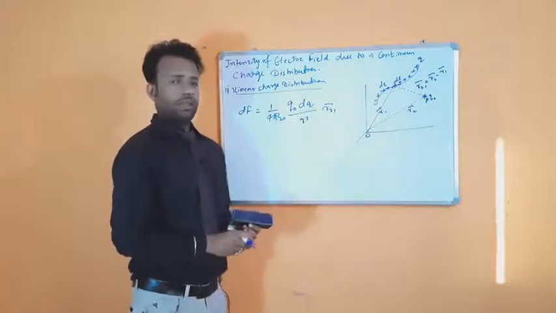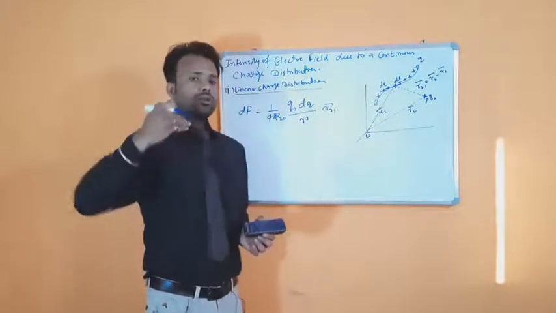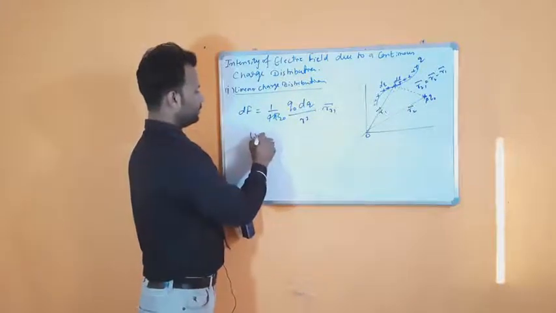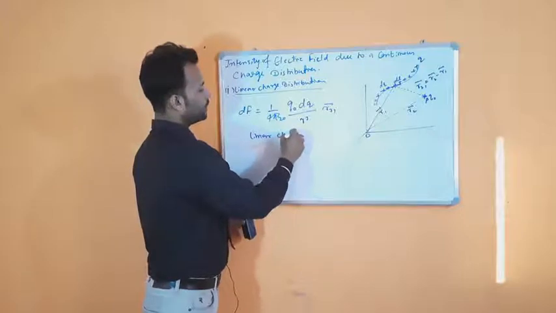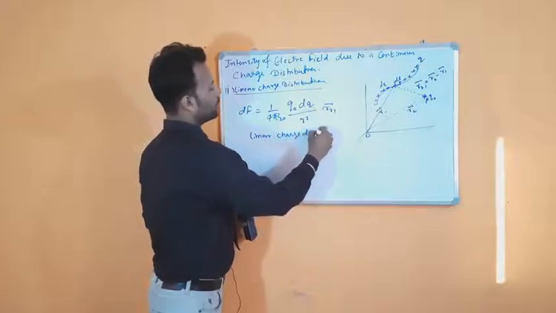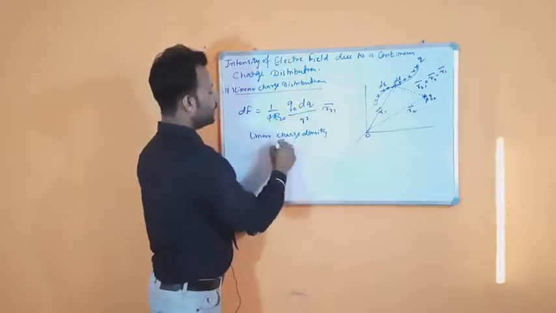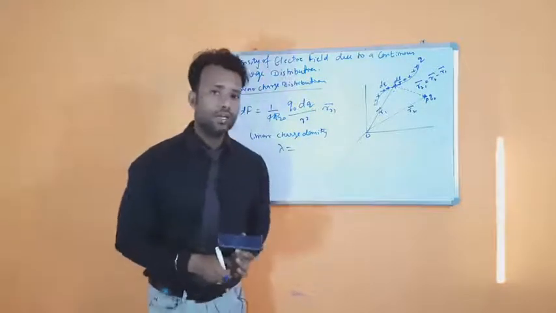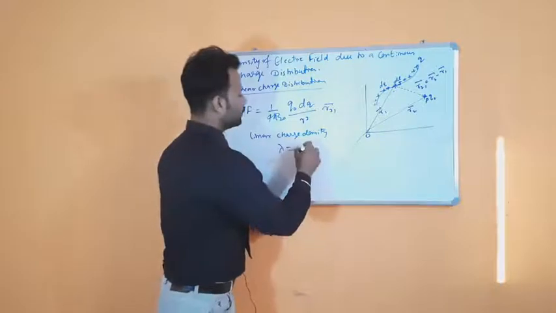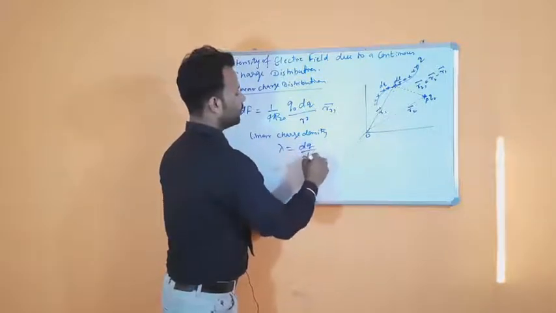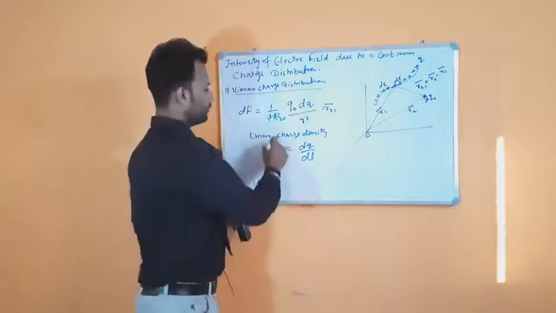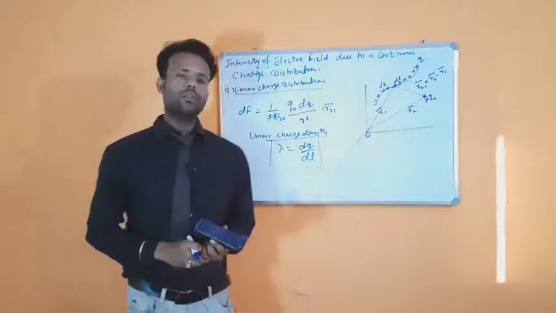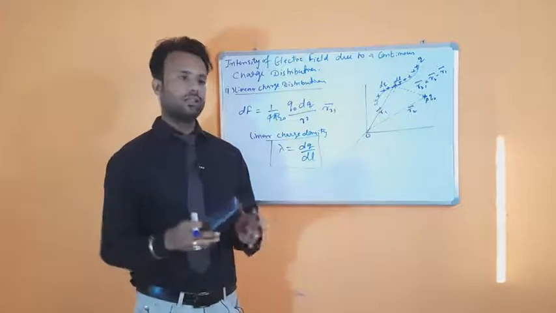Now, here we use a term called linear charge density. What is it? Linear charge density lambda is the charge per unit length. That means dq upon dl. It's a quantity which represents the charge per unit length.